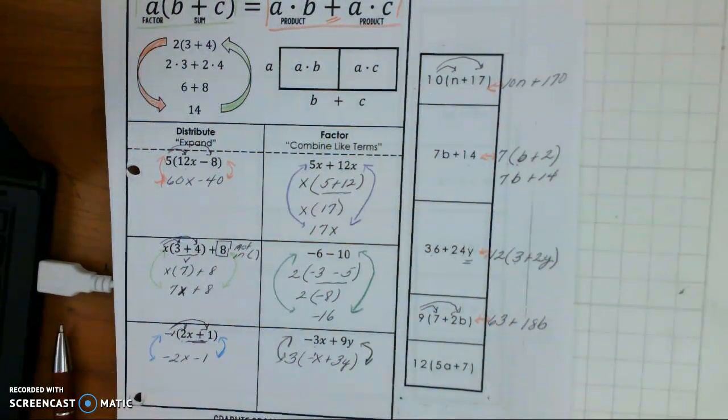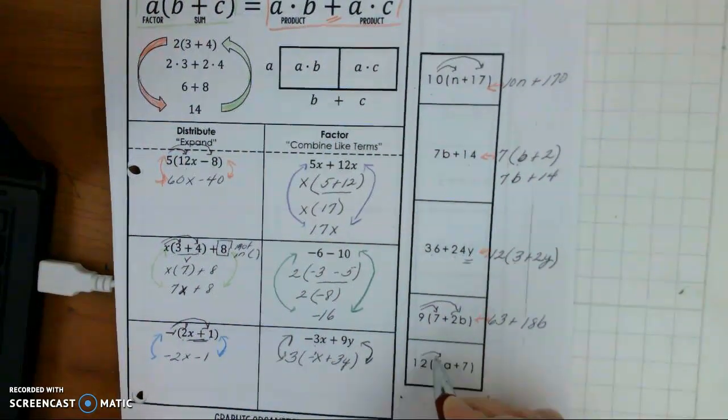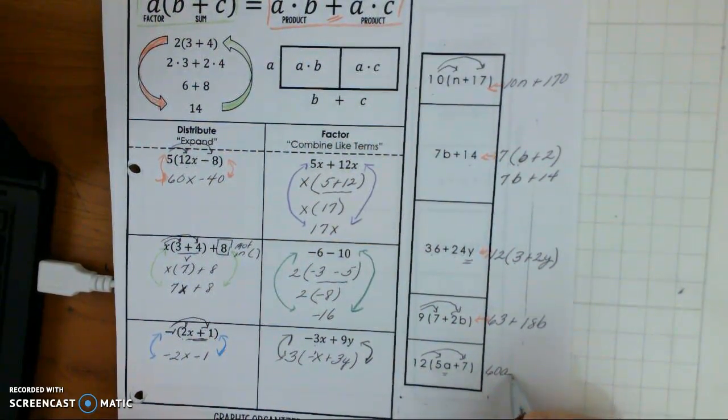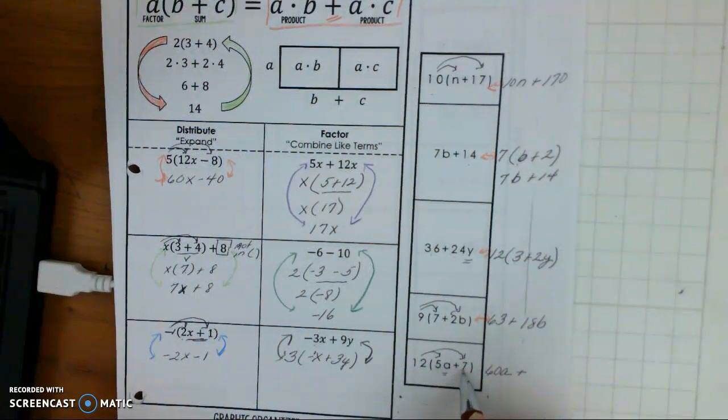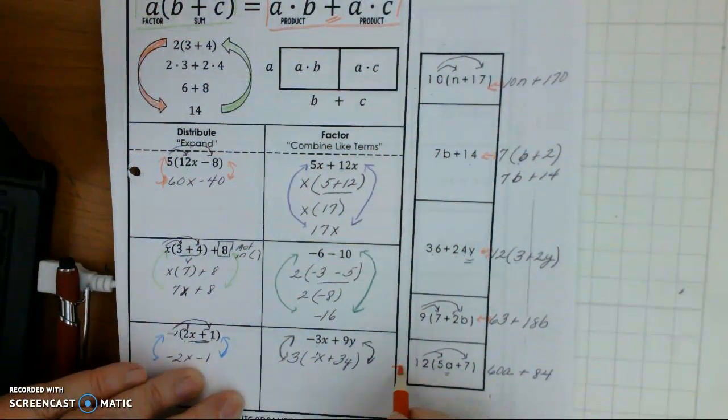Now the last one is also distributive. So 12 times 5 is 60, and we're going to remember the a, plus 12 times 7. 12 times 7 is 84. I just want to make sure I'm doing that right. 7 times 2 is 14, carry the 1, 84. Okay, perfect. So now these are equivalent expressions.